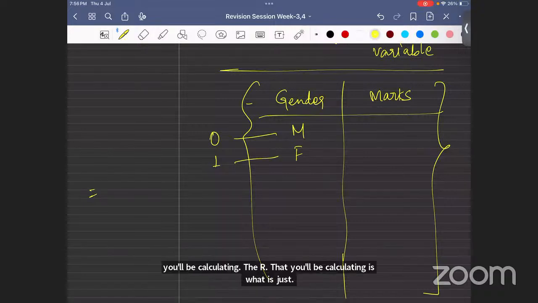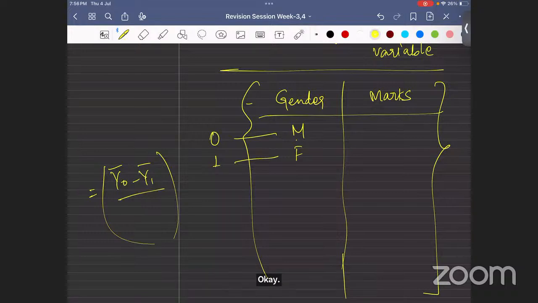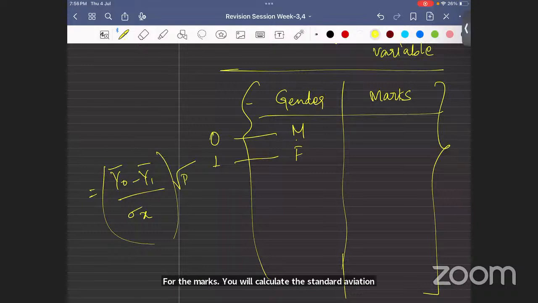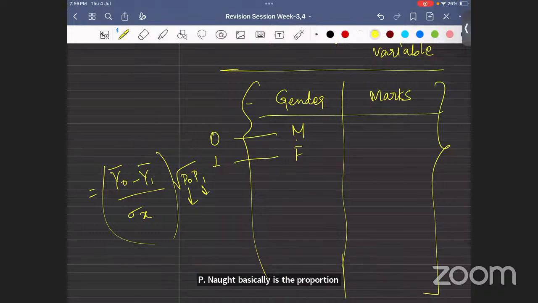I told you, you divide the whole data into two parts. For male you write at one place, and for female at another. For the male you calculate the mean marks, and similarly you calculate the mean marks for the female also. Then for the marks you calculate the standard deviation, and you divide with P0 and P1. P0 is the proportion of male and P1 is the proportion of female present in the data set. This will help you get an idea about whether there is an association between the gender and the marks or not.